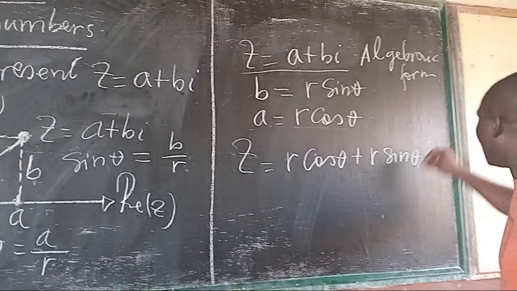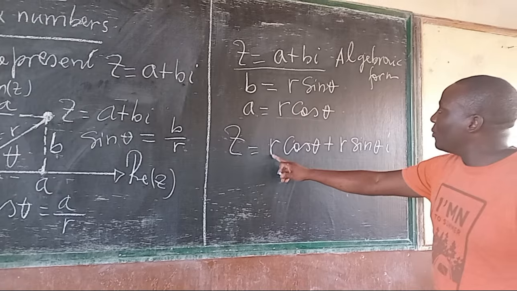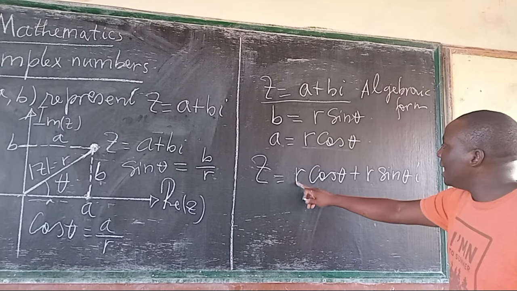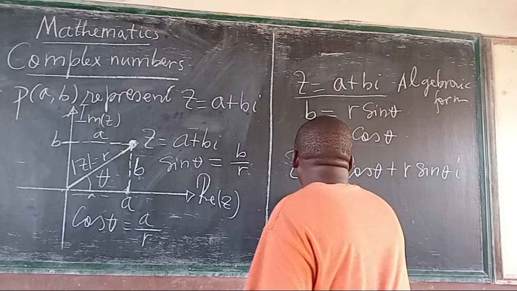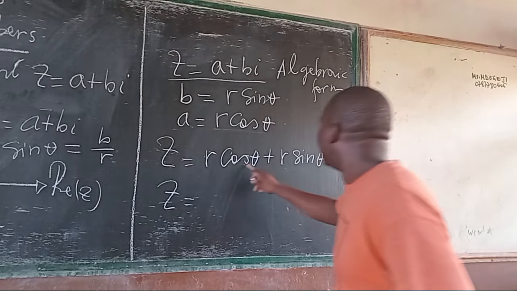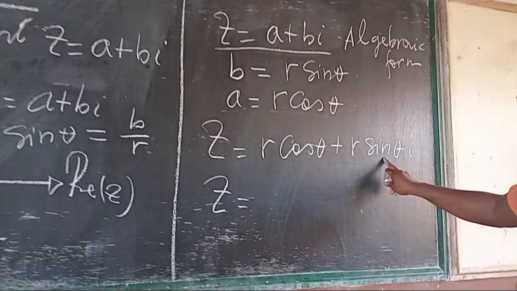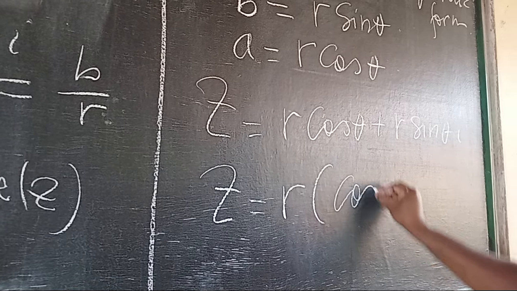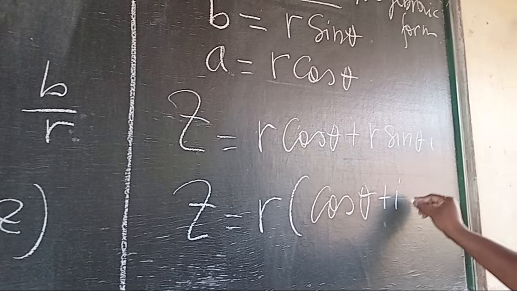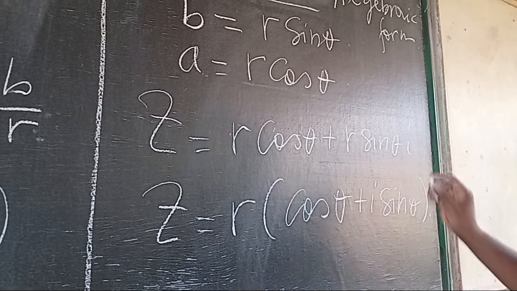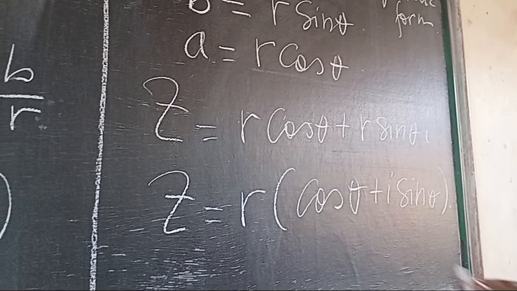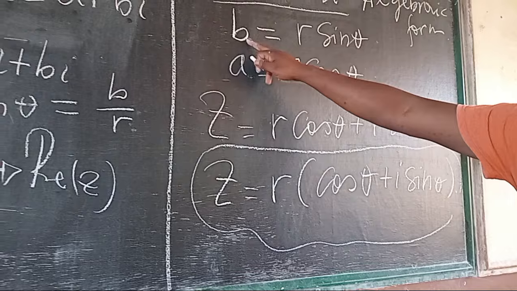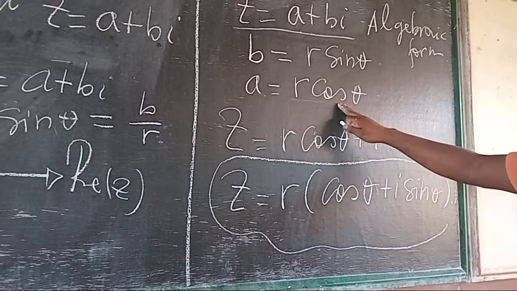Then, as you see here, we have a common factor R. I am able to put R as a factor of the sine and cosine. Then a complex number must be equal to R as a factor of cosine of an angle theta plus i sine of that angle theta. Then, as you see here, teachers, I transform the value of the real part in trigonometric form.